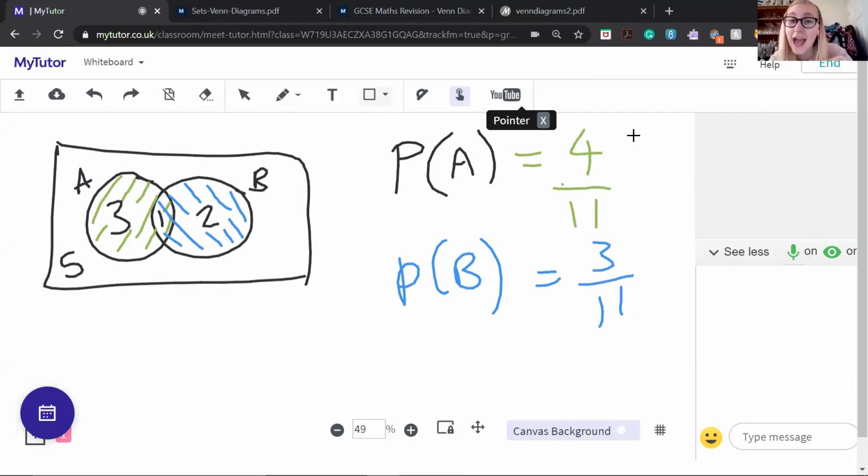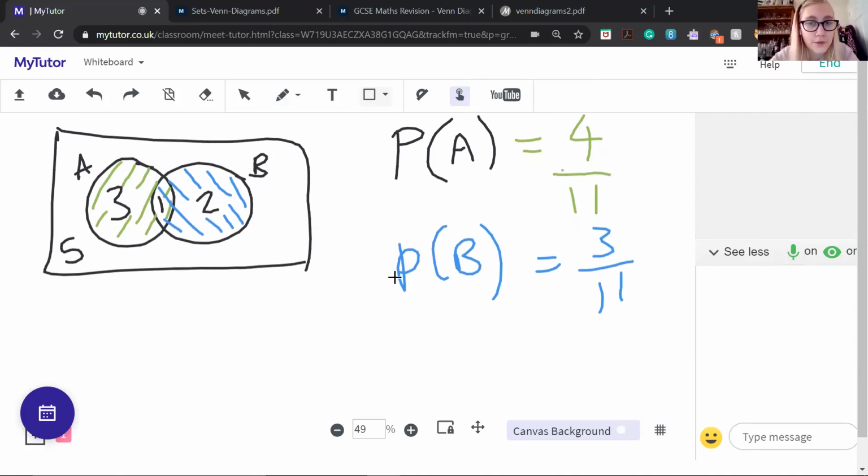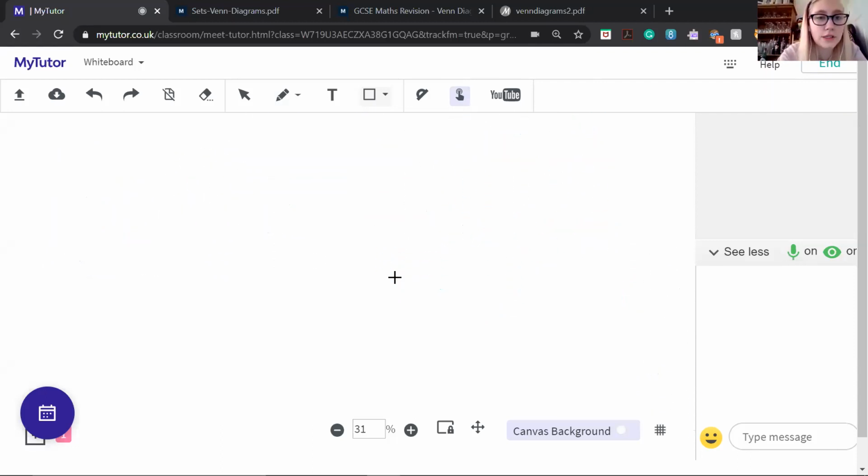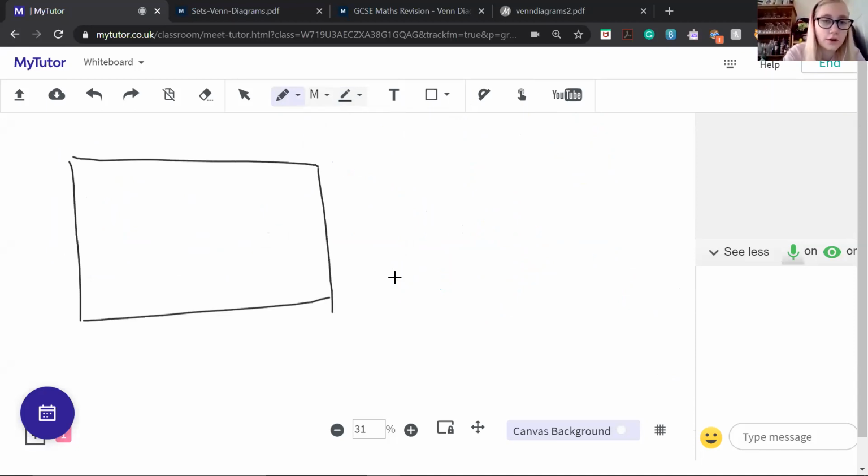Hopefully that makes sense. And because things can be in both of these, the probabilities don't have to add up to 1. Because something can be in A, they're not mutually exclusive. Something can be in A and be in B. So that's those ones, and hopefully that makes sense. Then we've got some fancier things.